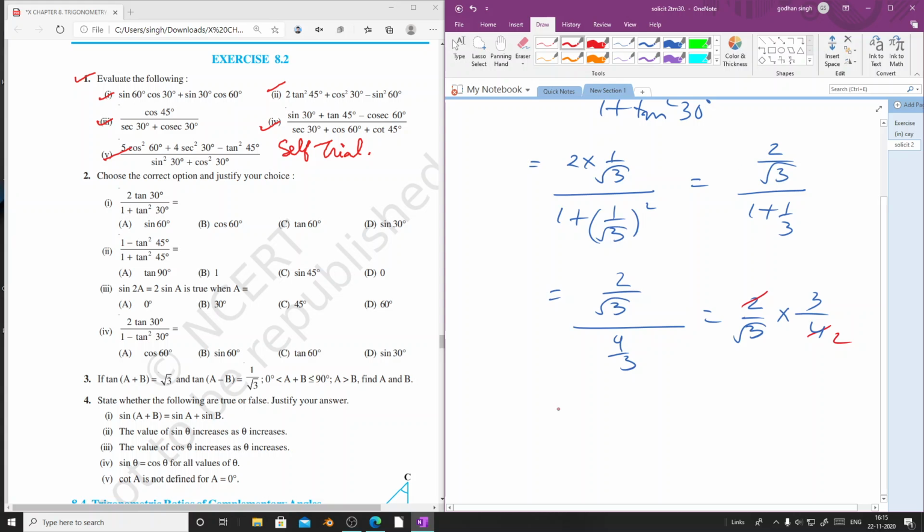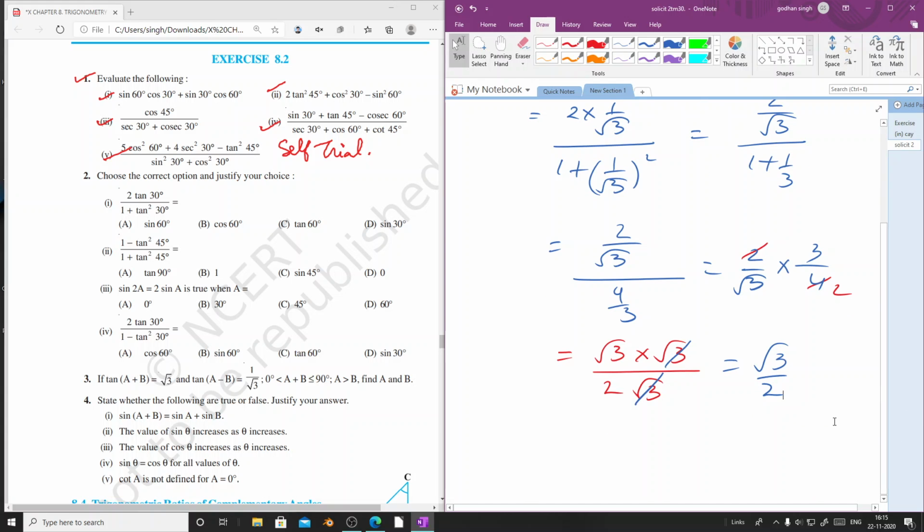So we will be getting equal to root 3 into root 3 over 2 root 3. So we can cancel this root 3 and this root 3, and we will be getting the final answer as root 3 by 2. And if you know the values of trigonometric angles, then sin 60 degree is the same as root 3 by 2. So this root 3 by 2 can be written as sin 60 degree. So what is the correct option? Therefore, correct option is A.